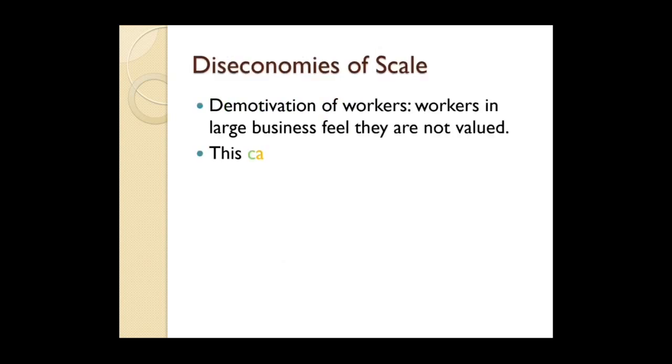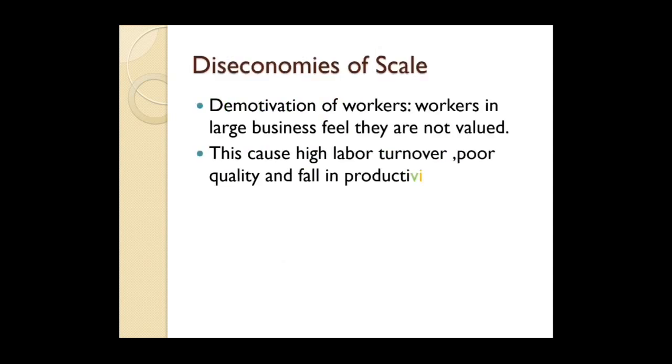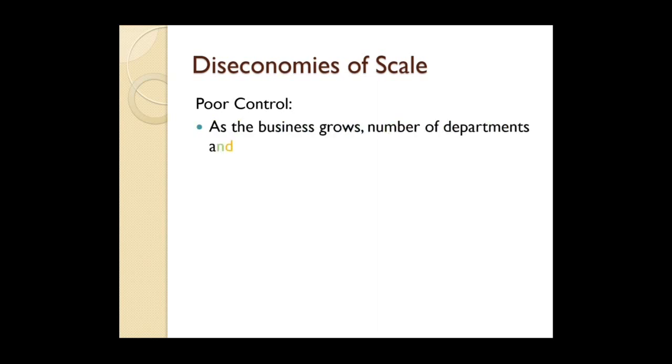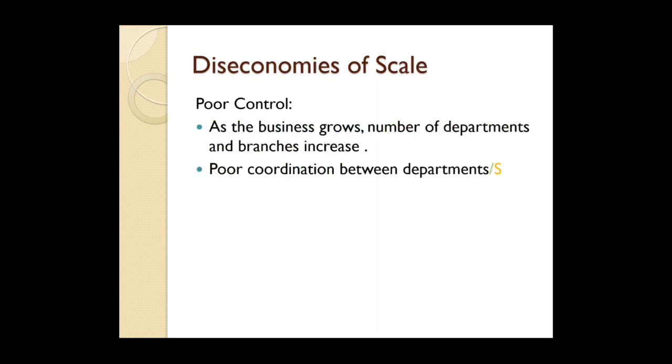Demotivation of workers, as there is no direct contact between managers and workers, and usually in large businesses, workers are like just numbers. They are not well known by their managers, so they are not well motivated, and this will lead to higher labor turnover and workers become less productive. Poor control over the workers. As the business grows, many departments are there, many divisions, many branches. The poor coordination will lead definitely to poor performance, and of course it will affect the business cost.